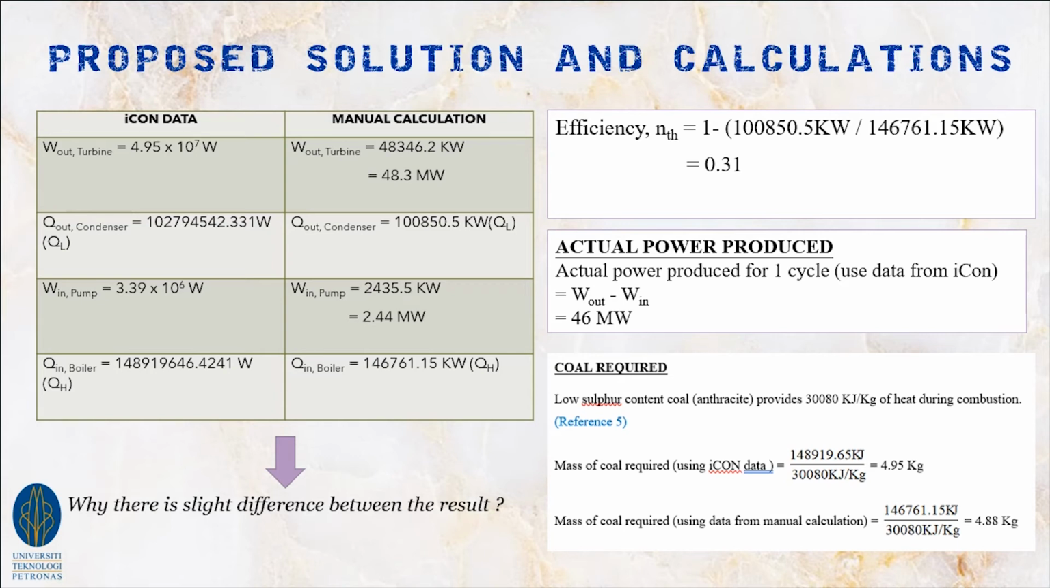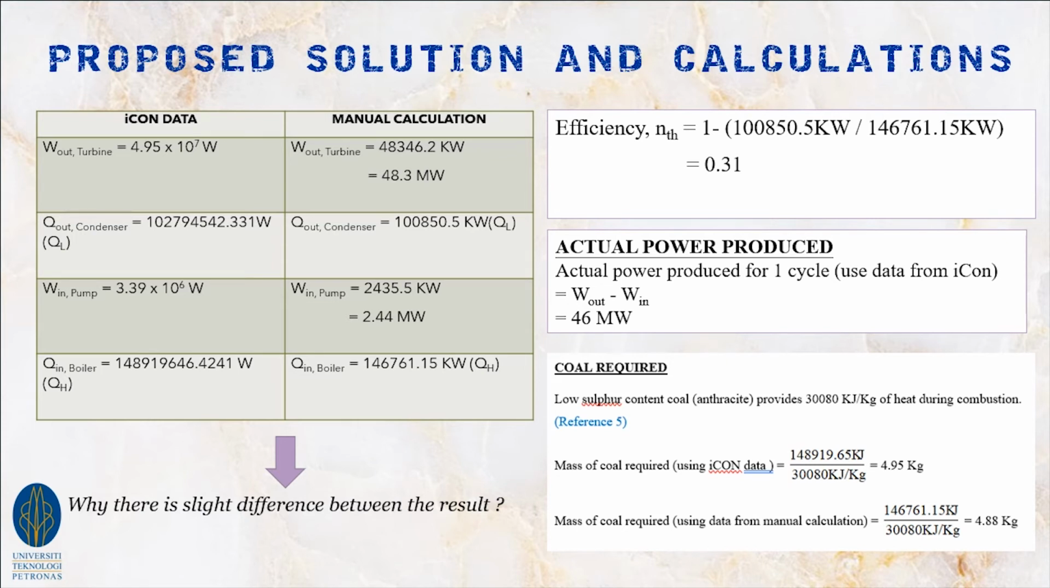So how do we explain this? This is because ICON, as a simulator, takes more conditions and parameters into consideration. For example, there are heat losses through the stream, the turbine not acting adiabatically, and so on. But in the manual calculation, we assume many things. For example, we assume that there is no heat loss due to the stream, and no heat loss at the turbine as the turbine is acting adiabatically, and so on. So this explains why there is a slight difference between the result from the ICON data and the one we calculated manually.